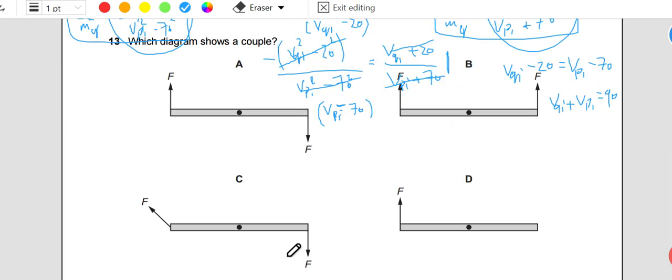Which diagram shows a couple? So there must be a perpendicular distance between two forces, and this is only here.